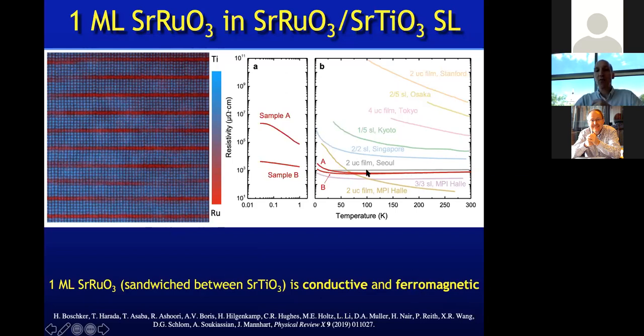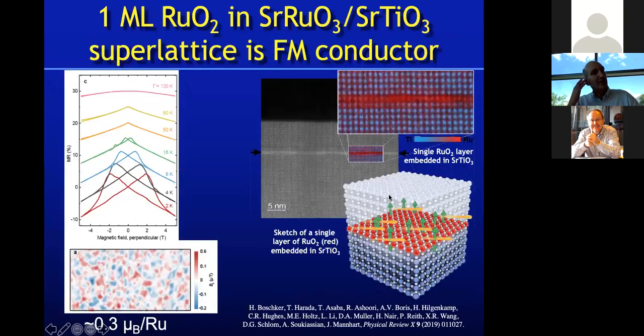So, I am overlapping this with data from other leading groups showing not one monolayer, but, well, this is one monolayer of strontium ruthenate. So this is one RuO2 and then five TiO2s. What we see is much different. What we see is, even down to low temperature, this still is quite conductive and magnetic. And I think this is an example, again, where you have to think about what could be happening in terms of synthesis. So the magnetic measurements you see here show clear observations of magnetism. This 0.3 Bohr magnetons per ruthenium looks like it's broken up into domains. Very interesting and different than what others have seen.